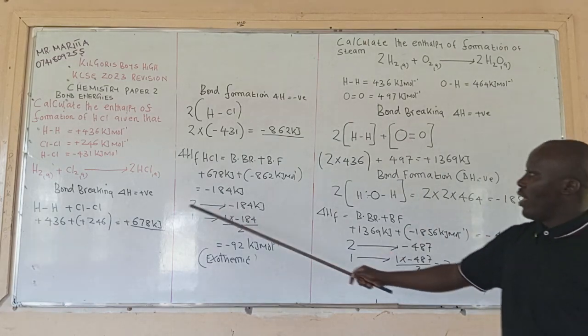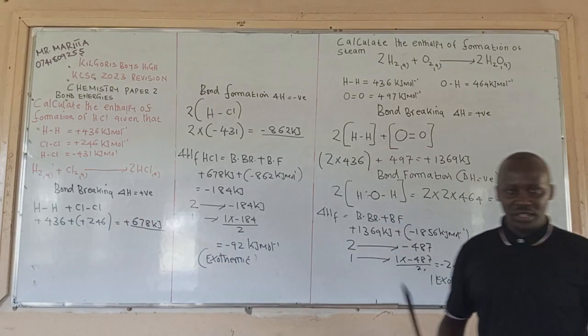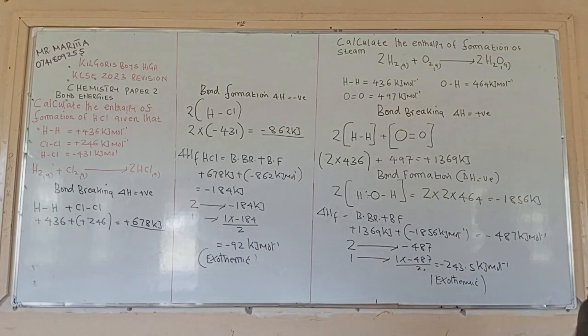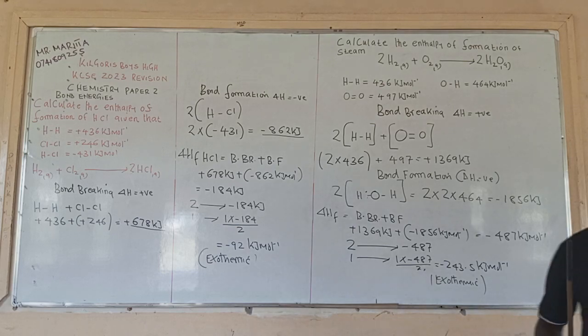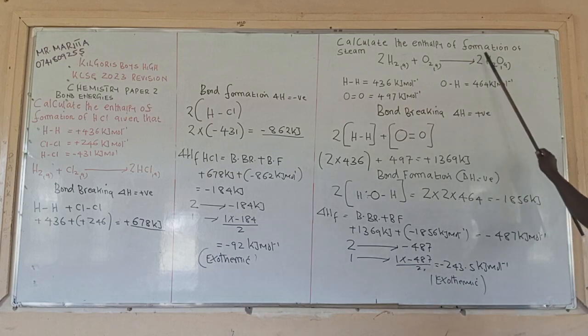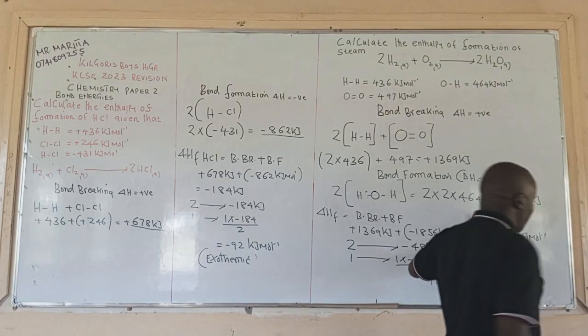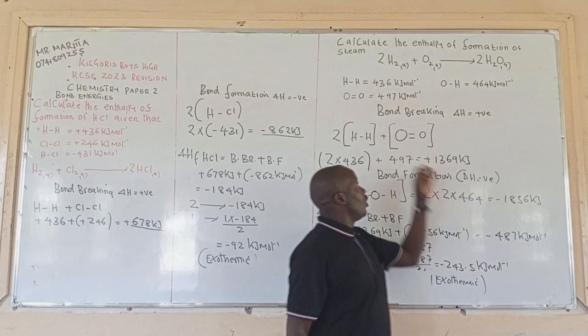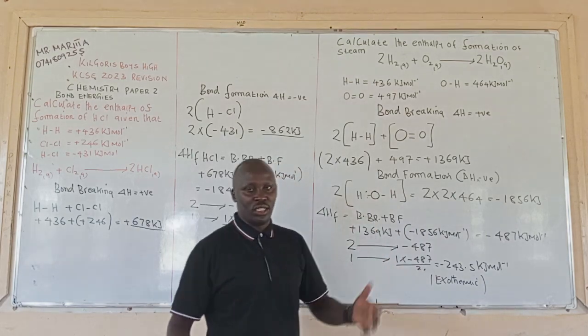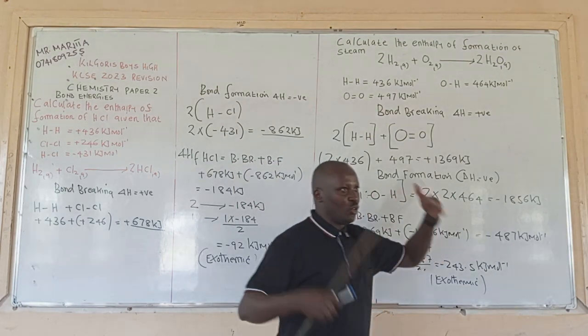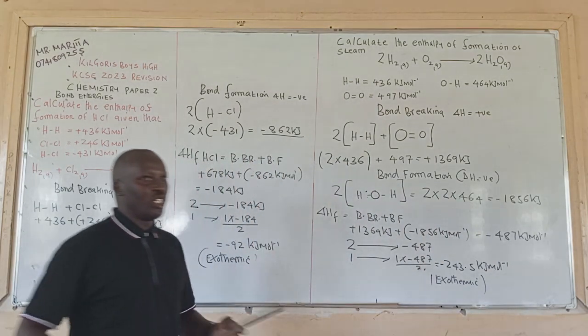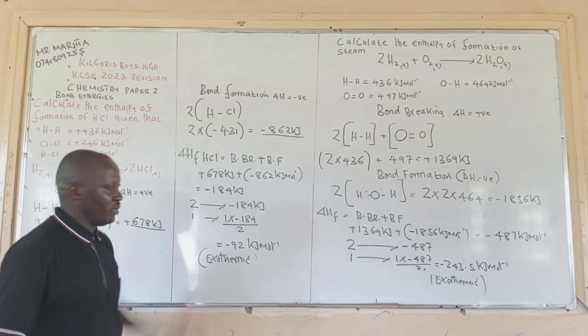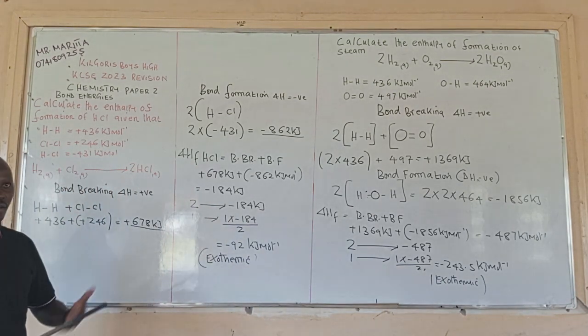So what is the main important thing you need to understand? Bond breaking is always an endothermic reaction. Bond formation is always an exothermic reaction. And the area which normally challenges candidates is where we have, for example, 2 moles of steam, and we need the enthalpy of formation of steam. So you divide by 2 so that you get the enthalpy for the formation of just 1 mole of steam. We have come to the end of our lesson.